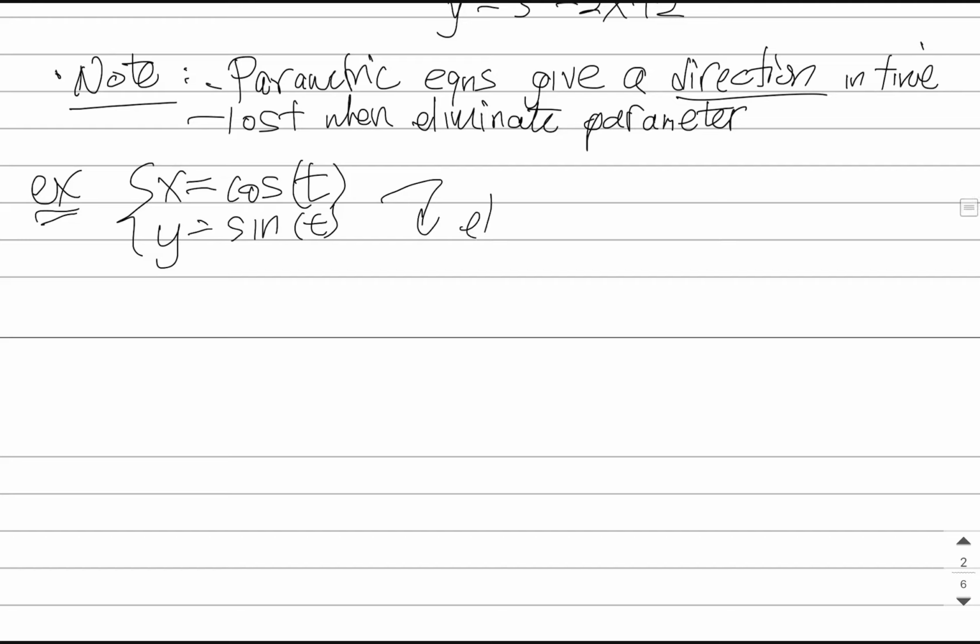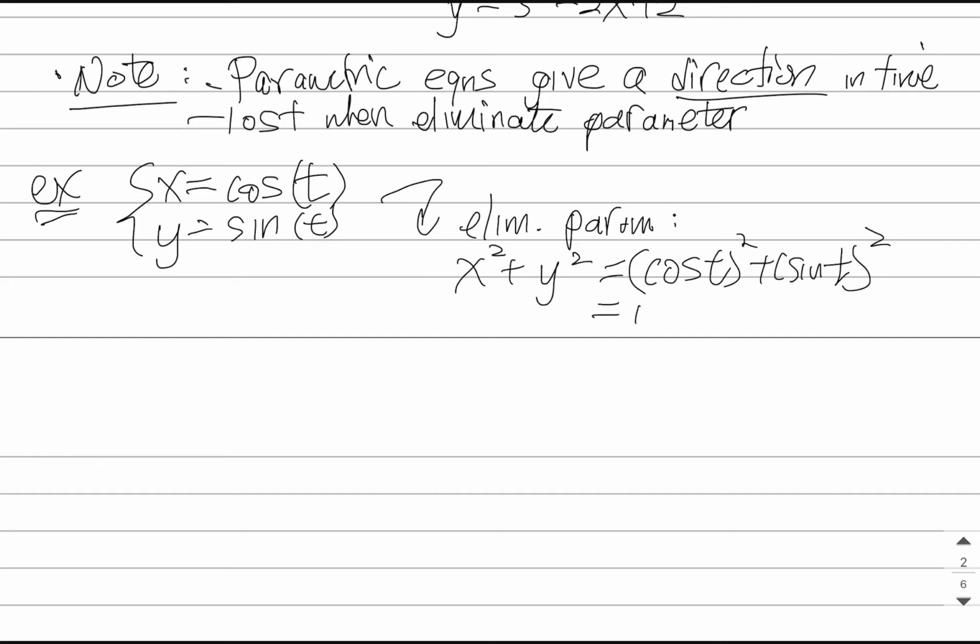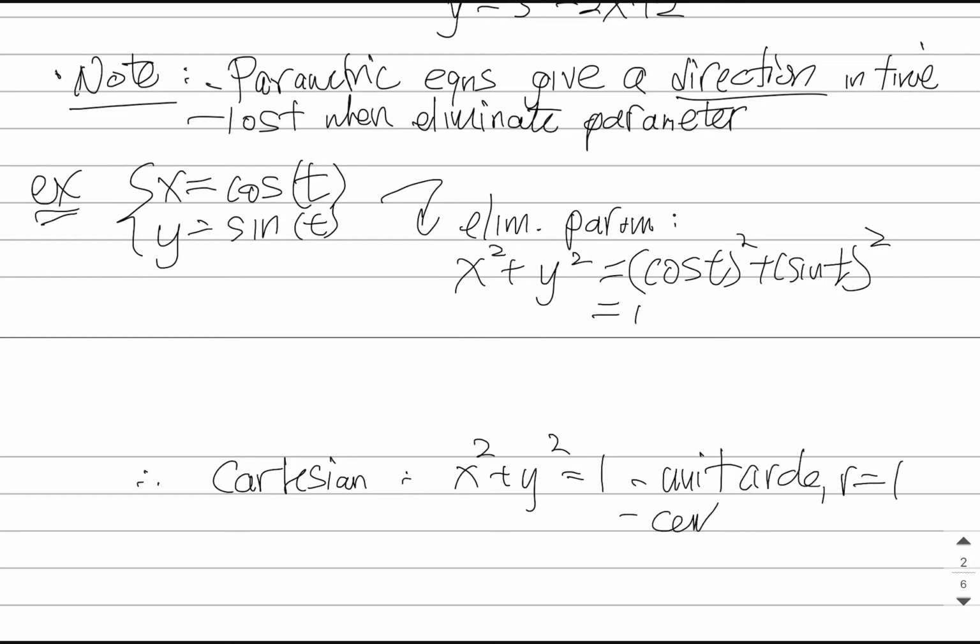Now I can eliminate the parameter here, and I'll do that by using this kind of special trick. X squared plus y squared gives me cos of t squared plus sine of t squared, and I know that has to be 1. So the Cartesian form gives me x squared plus y squared equals 1. This is a unit circle that has a radius equals 1 and a center of 0, 0.